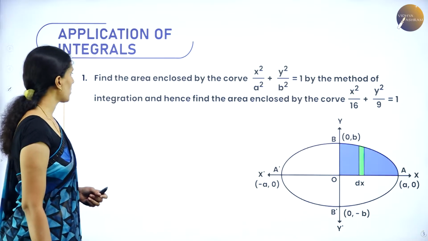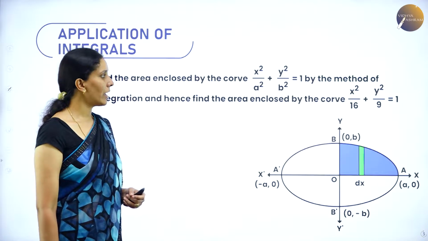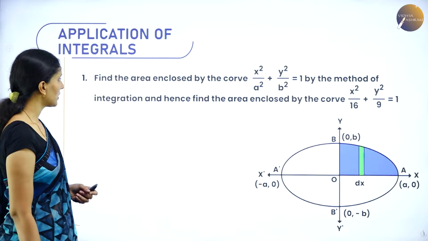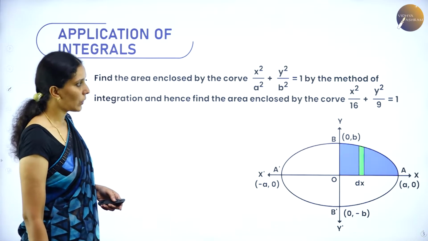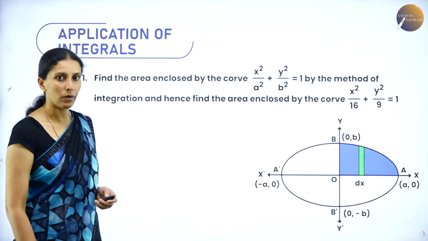So here is our first question. Find the area enclosed by the curve x square by a square plus y square by b square is equal to 1 by the method of integration, and hence find the area enclosed by the curve x square by 16 plus y square by 9 is equal to 1.